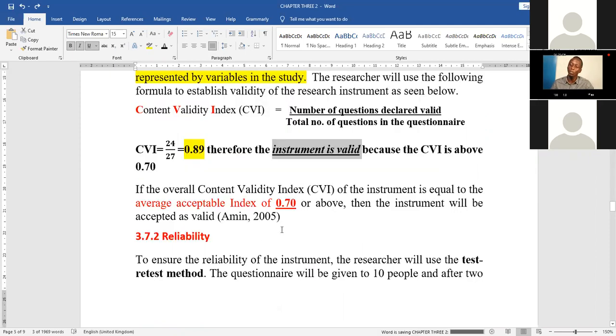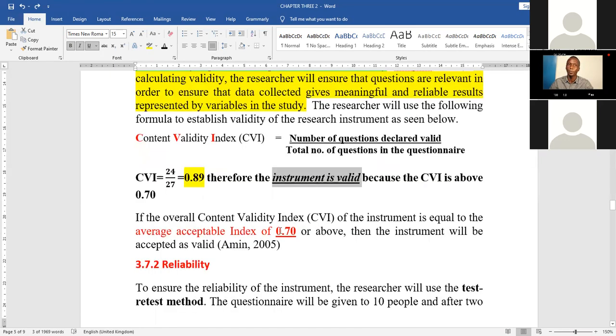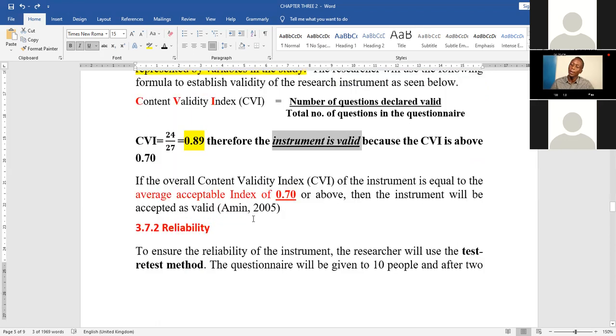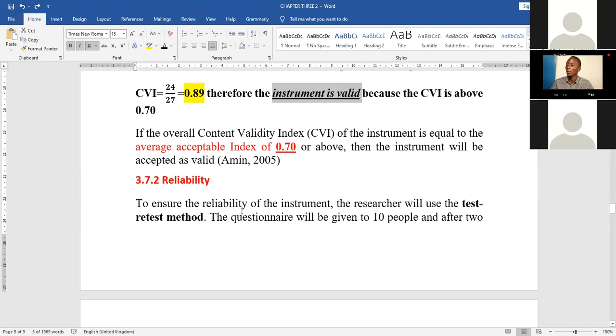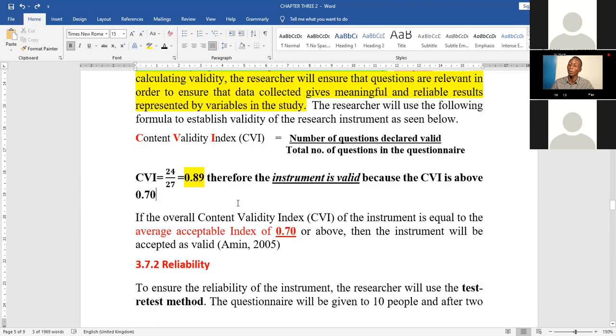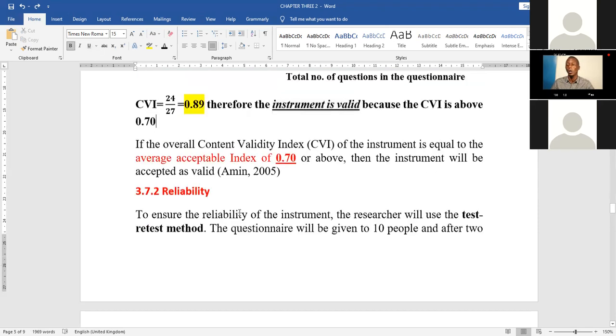If there's something that you are not understanding, please ask. Abdiweli, do you have any question? So let us proceed. Abdiweli, do you have something else you wanted to ask? Okay, so let us proceed.